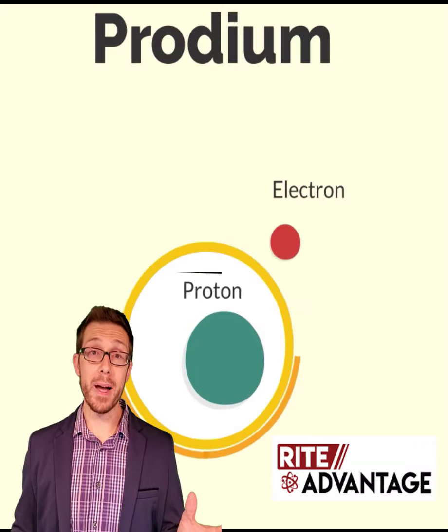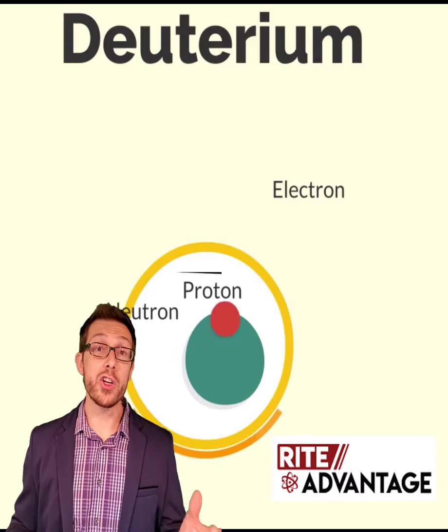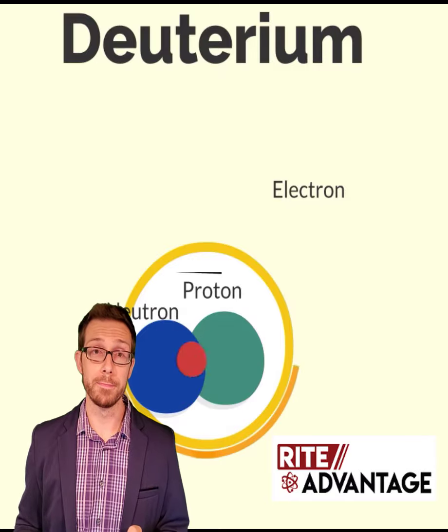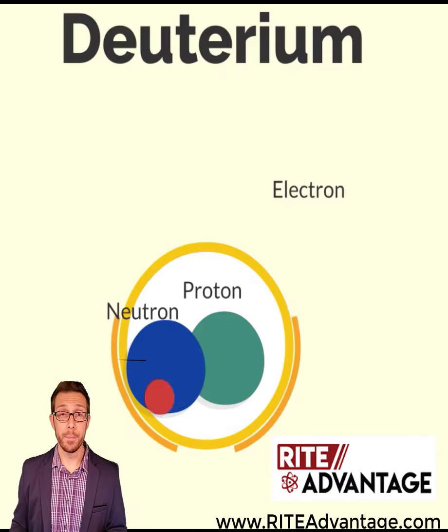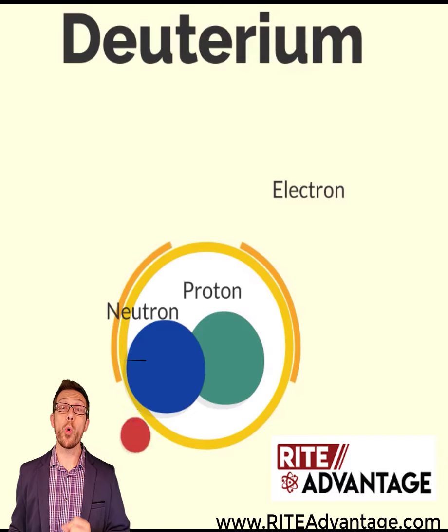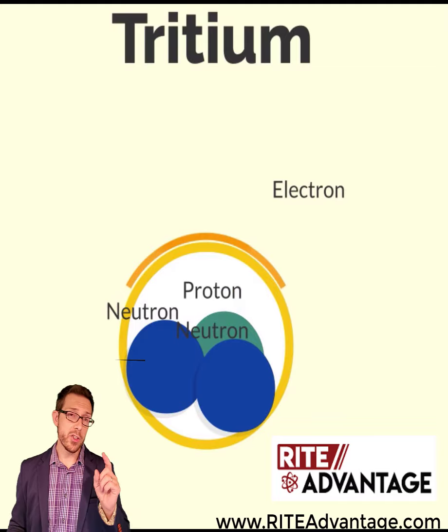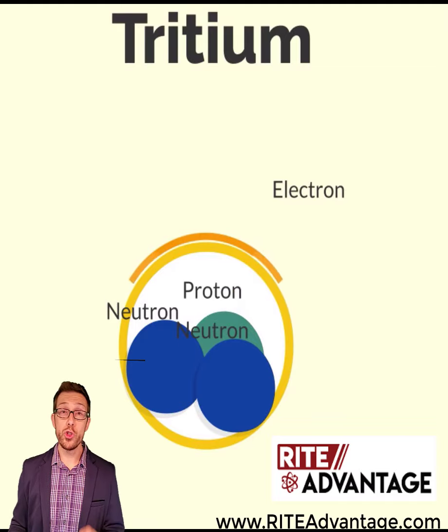The first one we'll talk about is called a protium. This contains 1 proton in hydrogen's nucleus and 1 orbiting electron. The next one is deuterium. This contains 1 proton and 1 neutron in the nucleus and 1 orbiting electron. Finally, tritium. It contains 1 proton and 2 neutrons in its nucleus, and 1 orbiting electron.